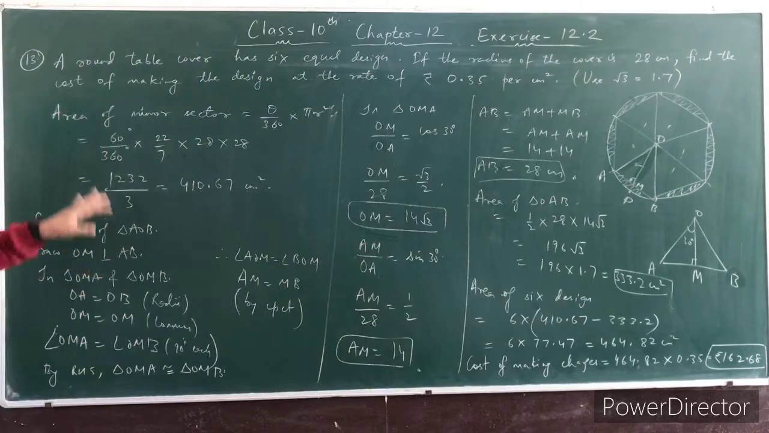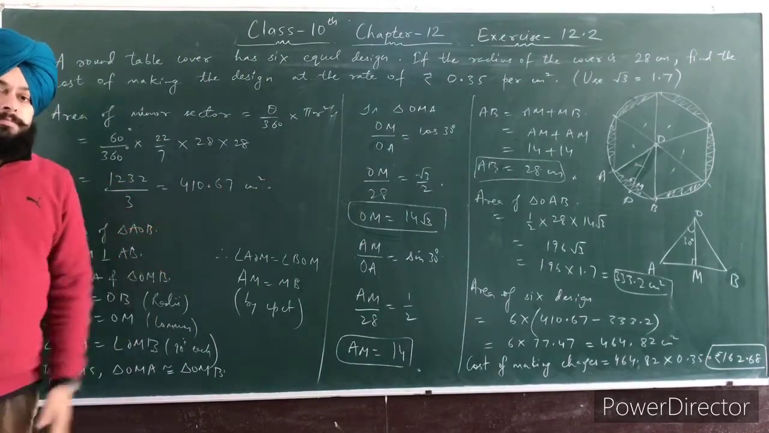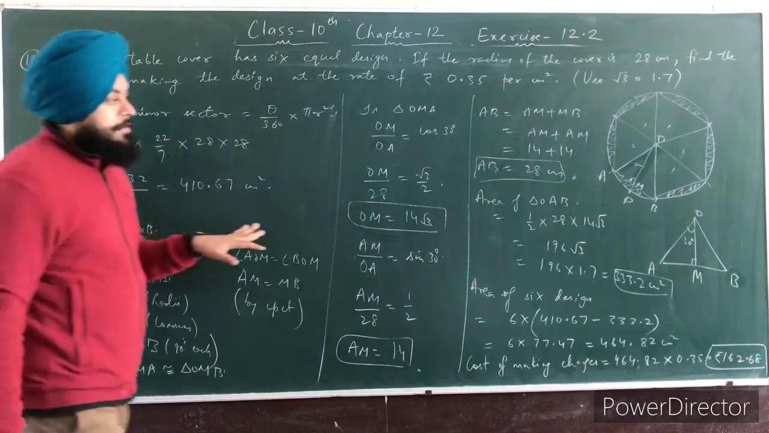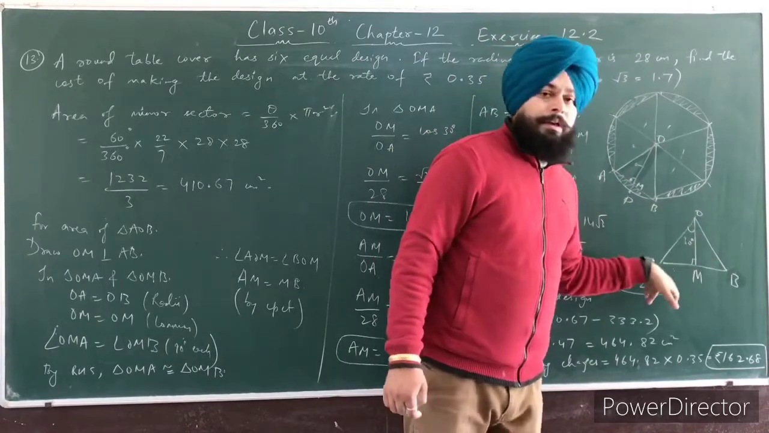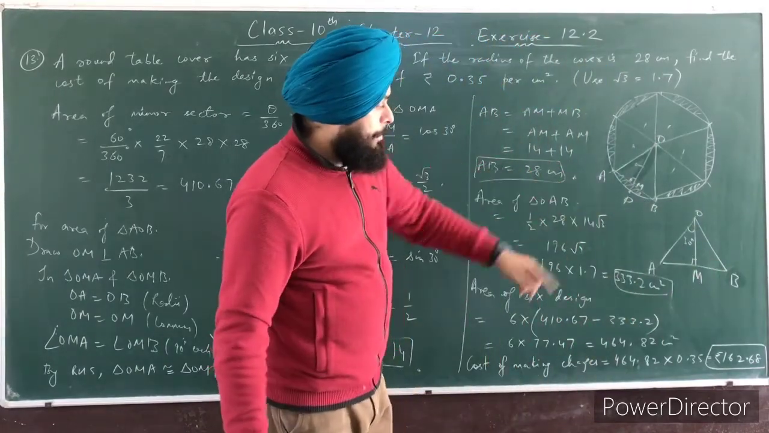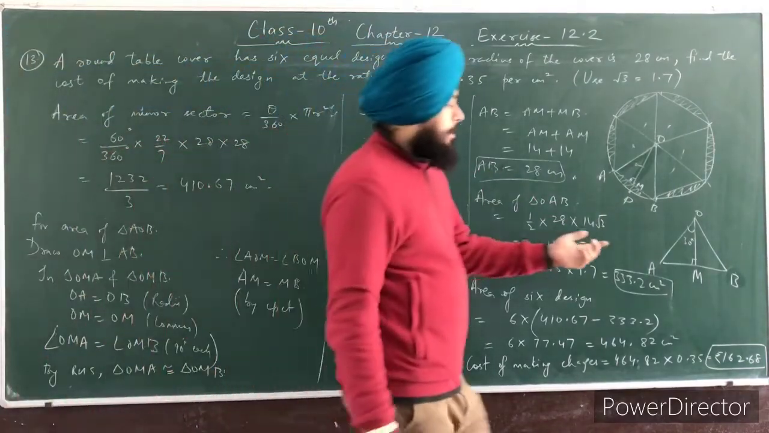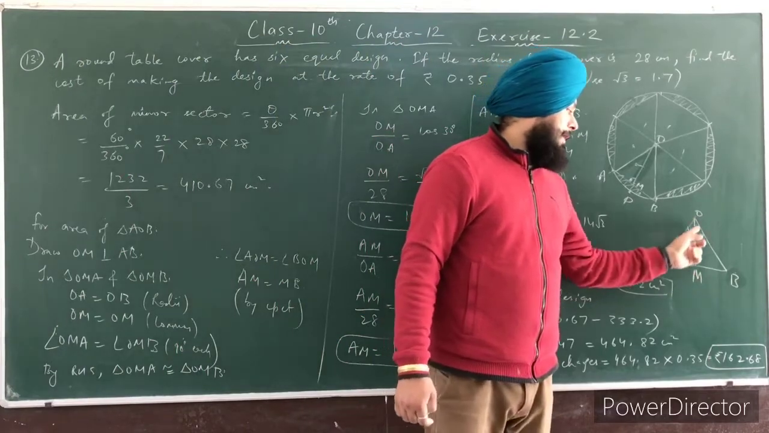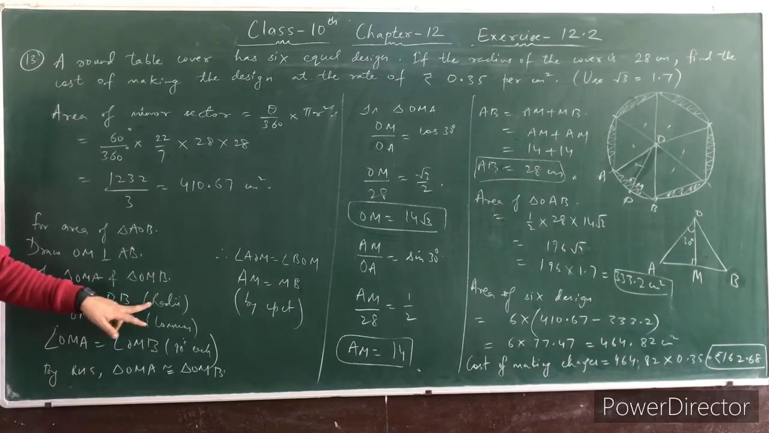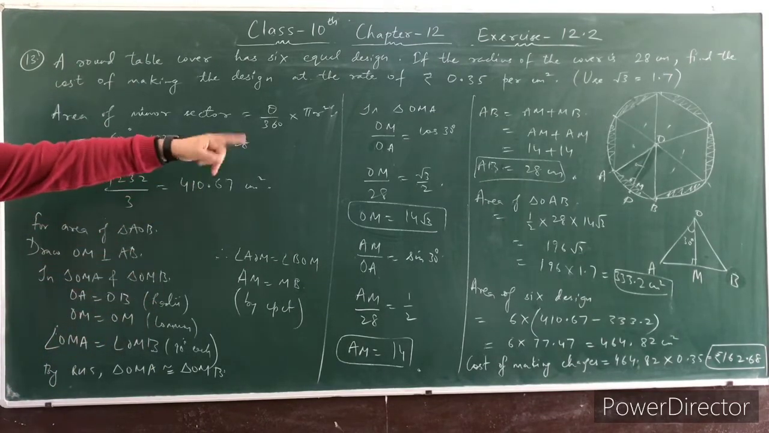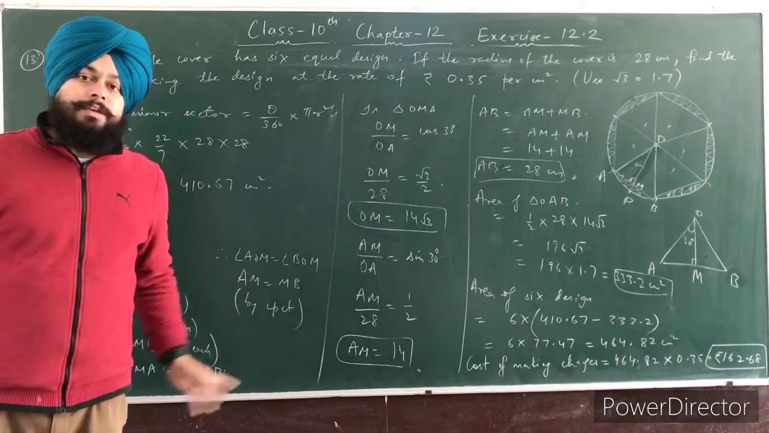So on solving this calculation, the area of sector is 410.67 centimeters square. After that, to find the area of triangle OAB, draw a triangle OAB and take construction, draw OM perpendicular to AB. Then we will prove these two triangles congruent, triangle OMA and triangle OMB. So OA is equal to OB, radii, OM is equal to OM, which is common, and angle OMA is equal to angle OMB, 90 degrees each. So by RHS, triangles are congruent.